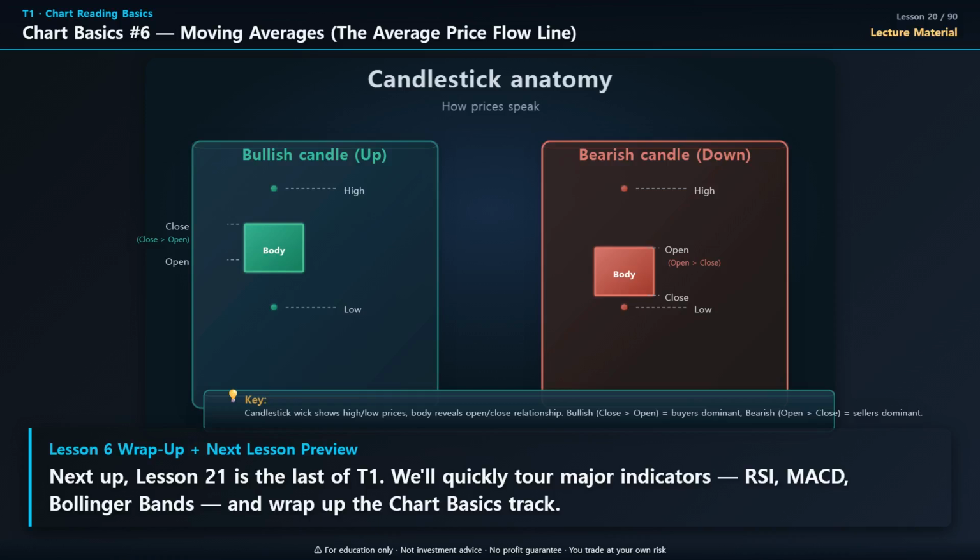Next up, Lesson 21 is the last of T1. We'll quickly tour major indicators, RSI, MACD, Bollinger Bands, and wrap up the chart basics track.